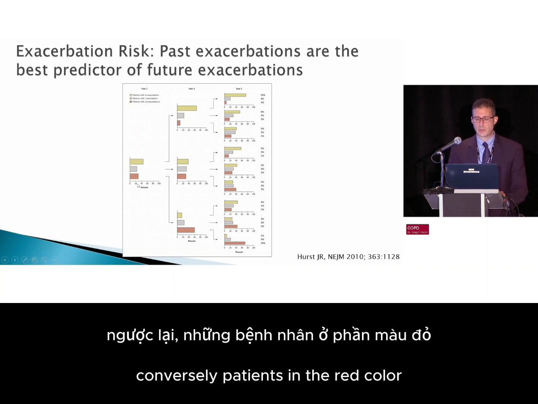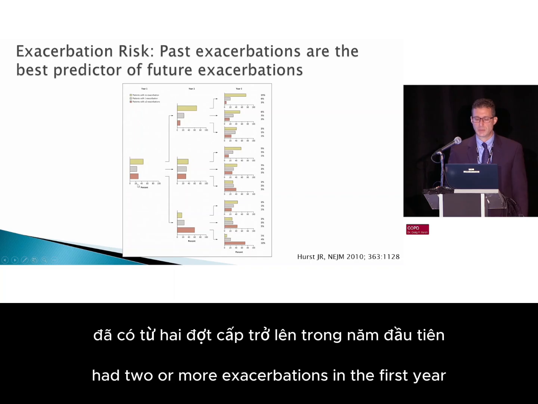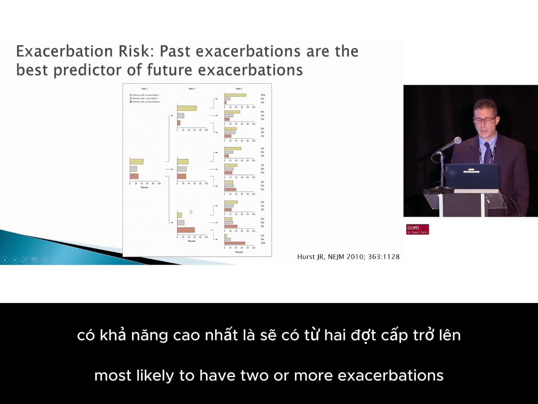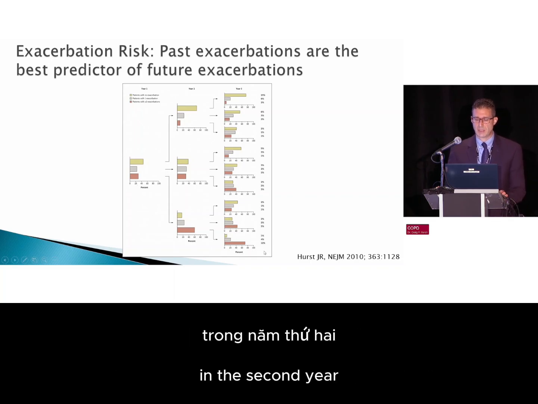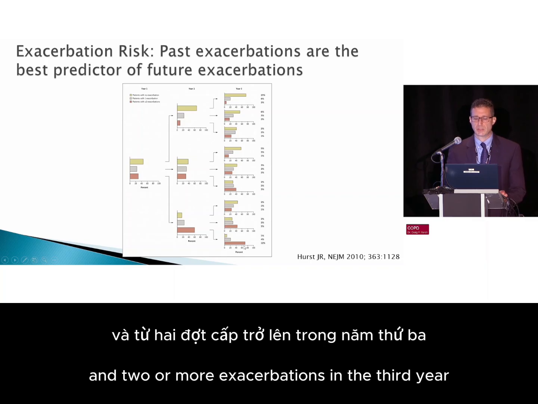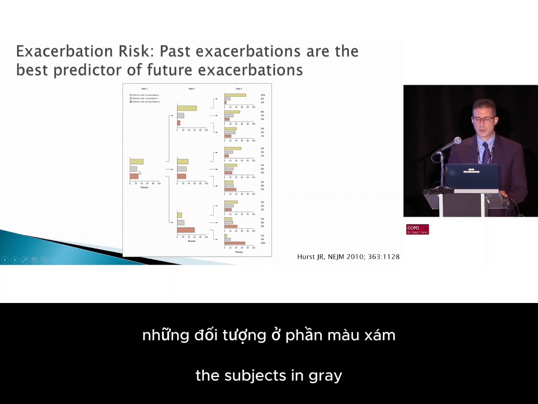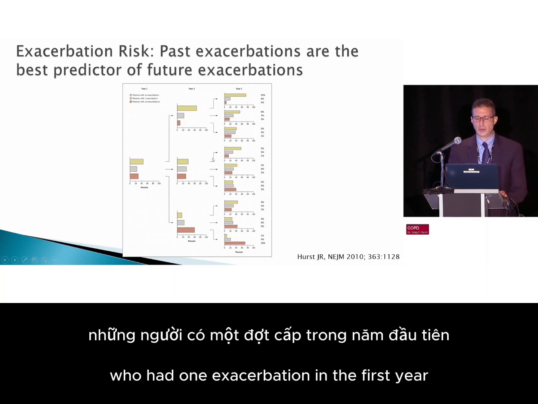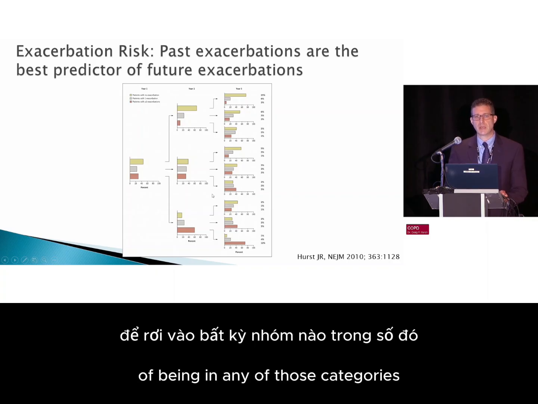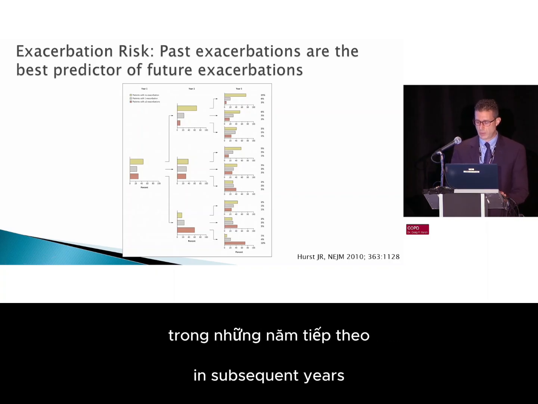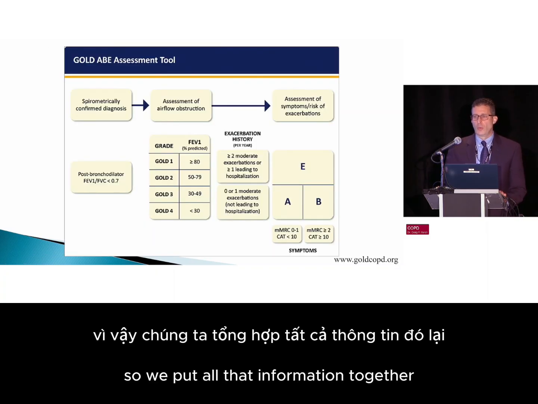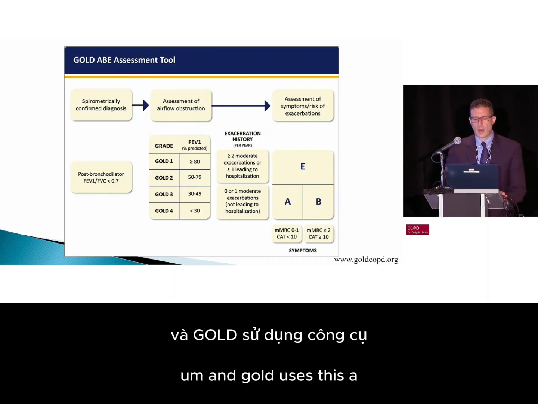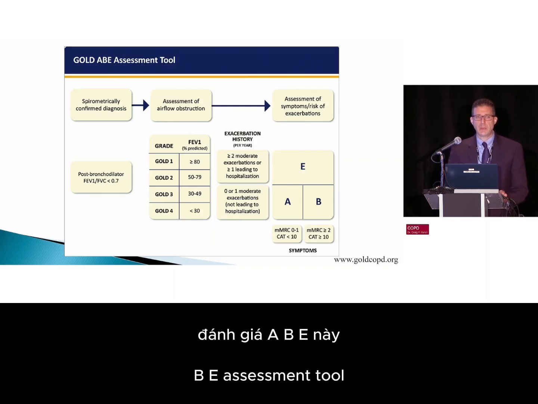Conversely, patients in the red color had 2 or more exacerbations in the first year, most likely to have 2 or more exacerbations in the second year and 2 or more exacerbations in the third year. The subjects in gray who had 1 exacerbation in the first year really had an almost equal chance of being in any of those categories in subsequent years. So we put all that information together, and GOLD uses this ABE assessment tool.